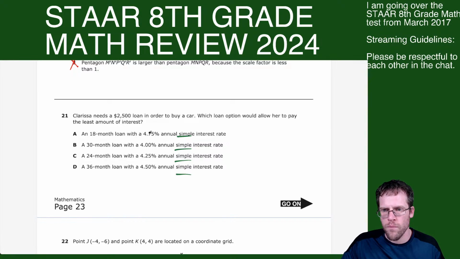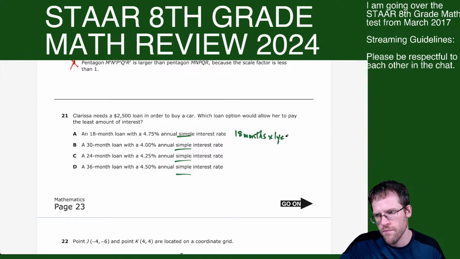So here, 4.75% interest spread out over 18 months. Annual means per year. So one thing I might do is just take 18 months and convert it to years. So I just do times 1 year for every 12 months. Just know you could also just divide them by 12. So this would be a year and a half. Okay, so this would be 1.5 years.